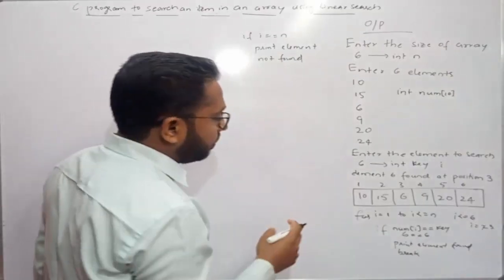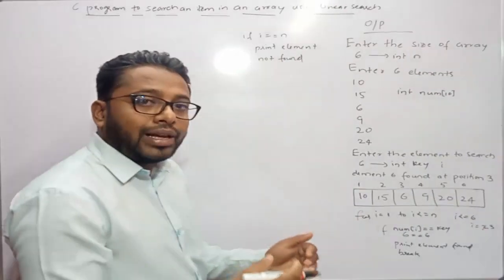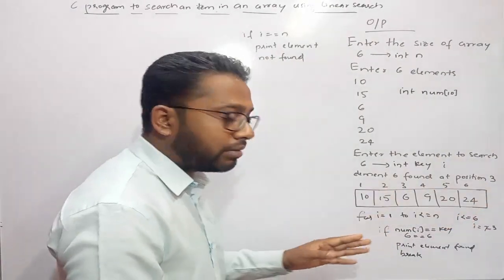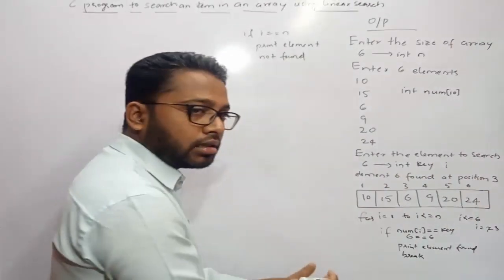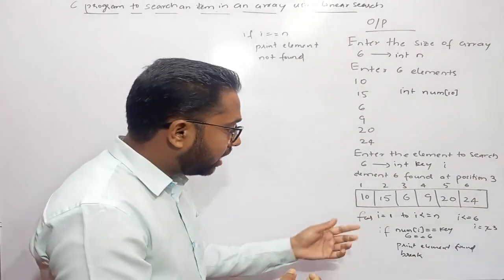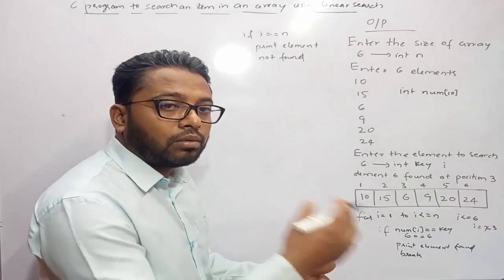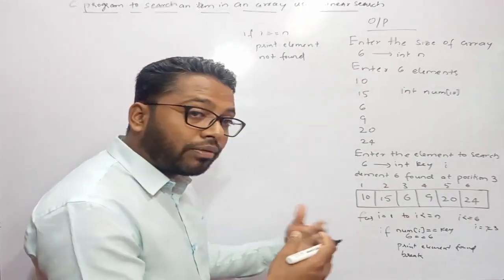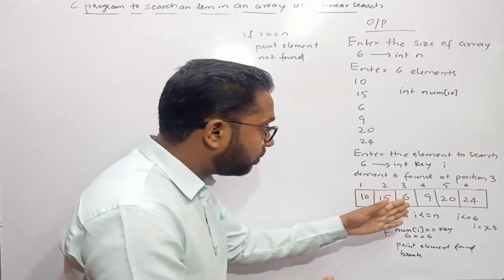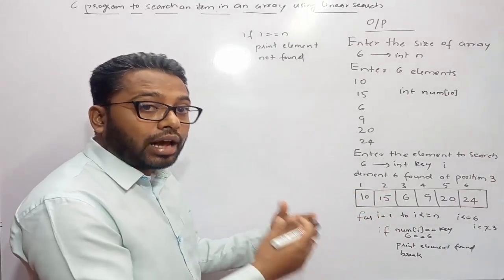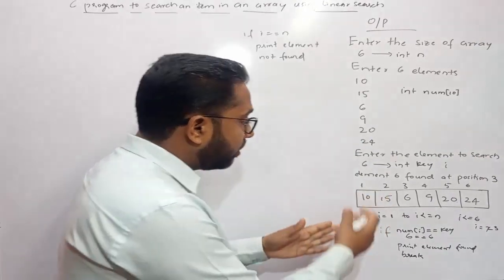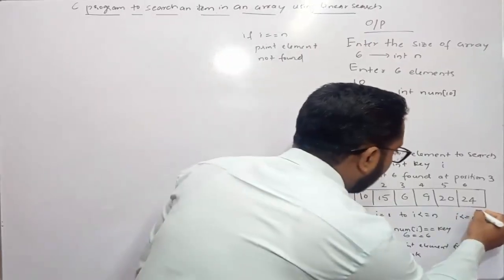What is the meaning of this if condition? We have tried till the value of I equals n. That means we first visited the first position, we didn't find it, then I value gets incremented by 1. That means we are on the second position, and we didn't find that item. Then we move to the third position, and on the third position also I didn't find the item. Like this I will keep on moving till the last position.